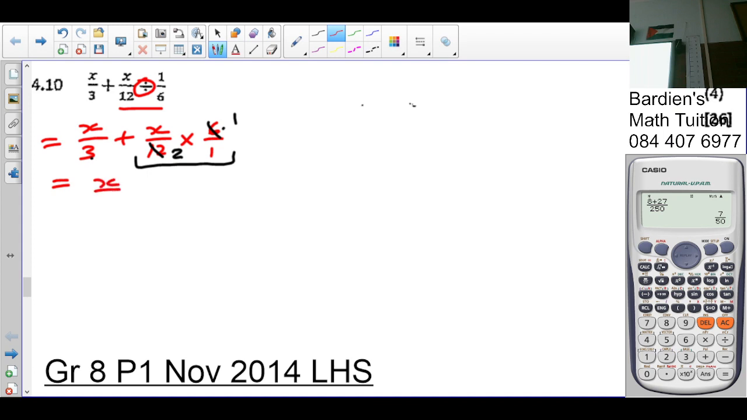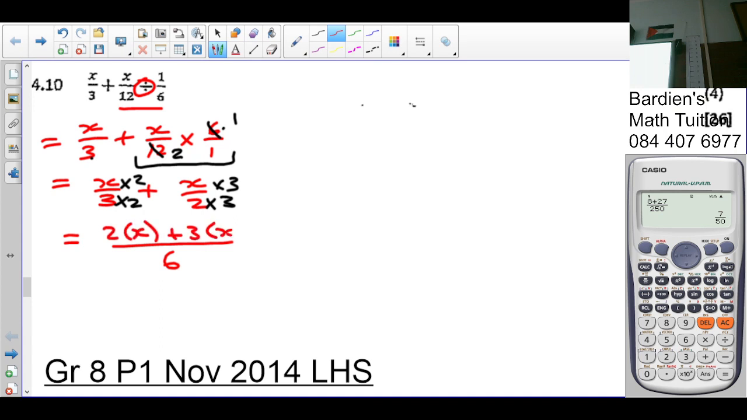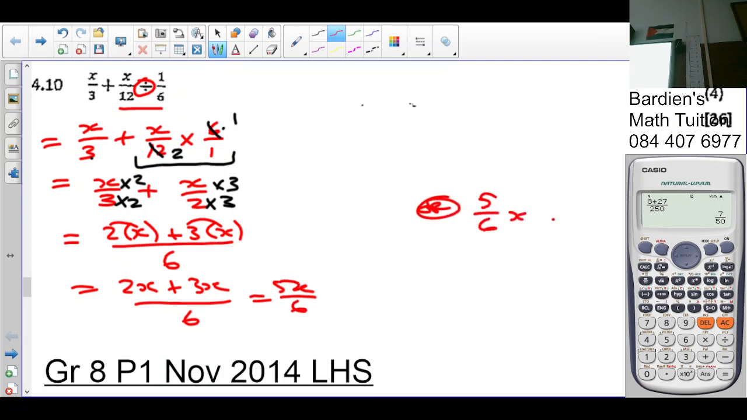So in other words, you got x over 3 plus x over 2. So what do I do now? Add the denominators. LCM, yes. And what's my LCM here? 6. So 3 times what is 6? 2. 2 times what is 6? 3. So that's going to be 2 into x plus 3 into x. Multiply, get rid of the brackets. It's going to be 2x plus 3x over 6. What's going to be 5x over 6. Or, I could have written that as 5 over 6x. That's also acceptable. Okay.